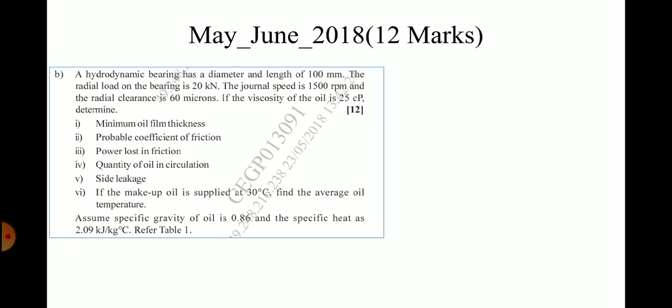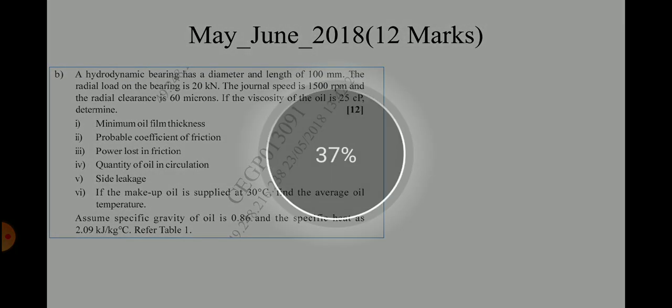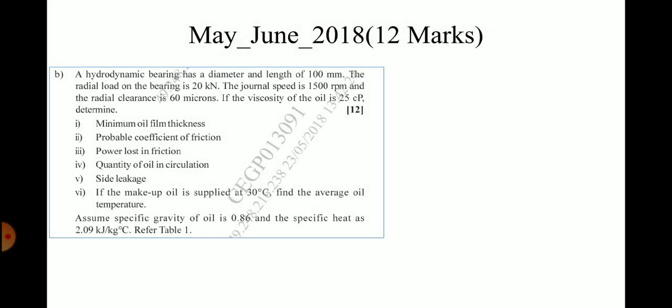A hydrodynamic bearing has a diameter and length of 100 mm. The radial load on the bearing is 20 kilonewton. So bearing has diameter and length, so D and L both are 100 mm. The radial load on the bearing is 20 kilonewton, so W is equal to 20 kilonewton. Journal speed is 1500 rpm, so capital N they have given 1500 rpm. And the radial clearance is 60 microns.